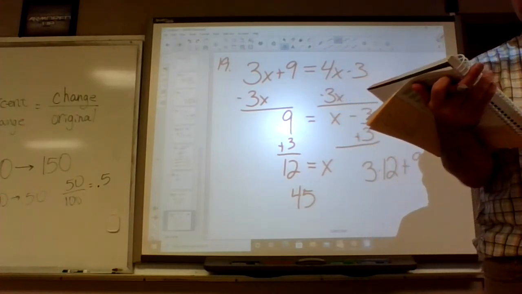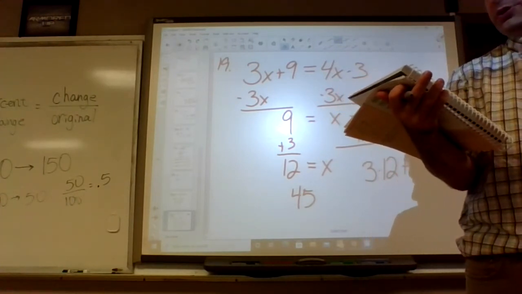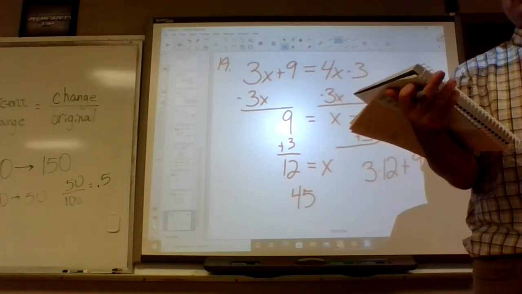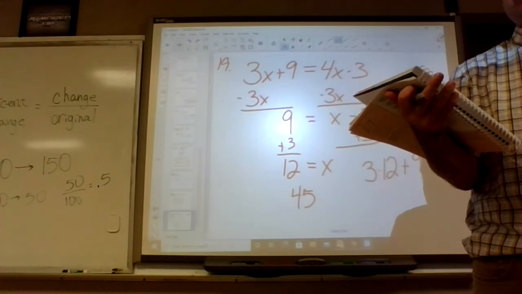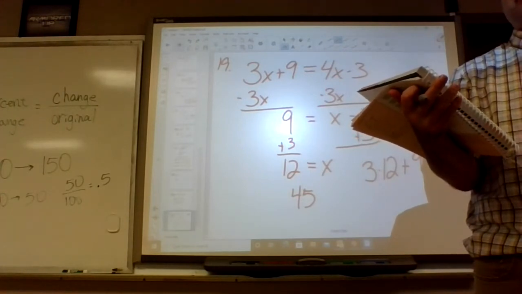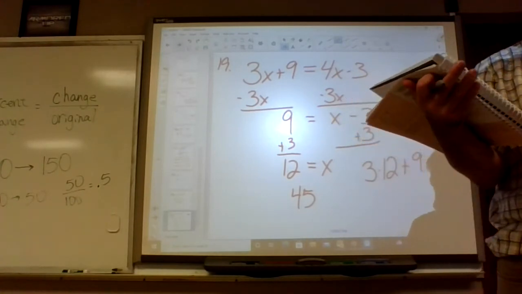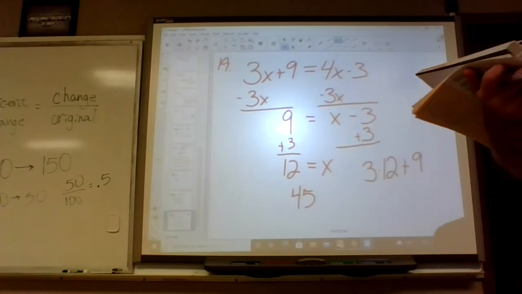On 20, what do I know about angle 2 and angle 3? They're supplementary angles. So what does that mean though? They're consecutive, so they have to be supplementary. So what does supplementary mean? They add up to 180. So how am I going to set up number 20?